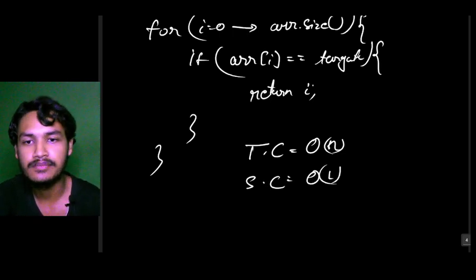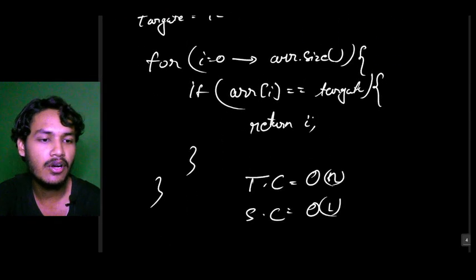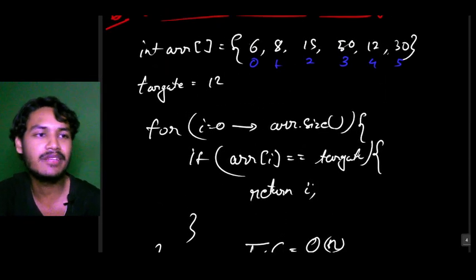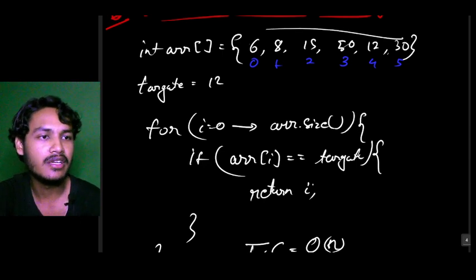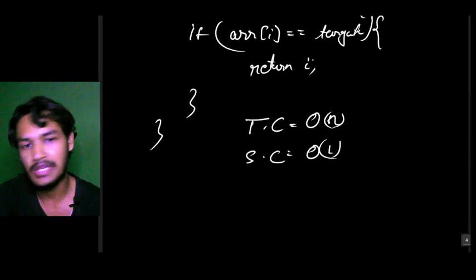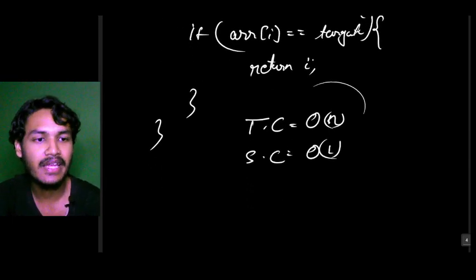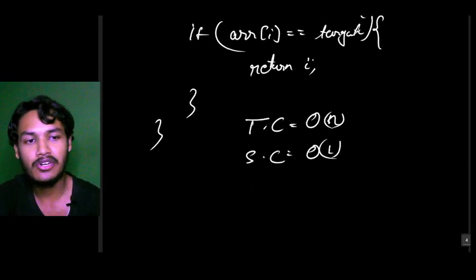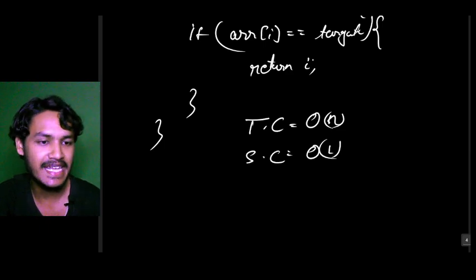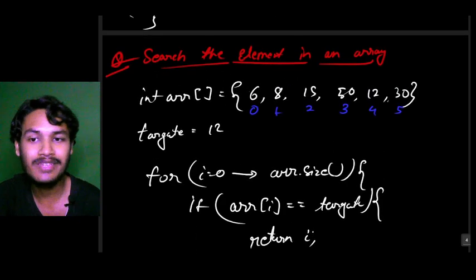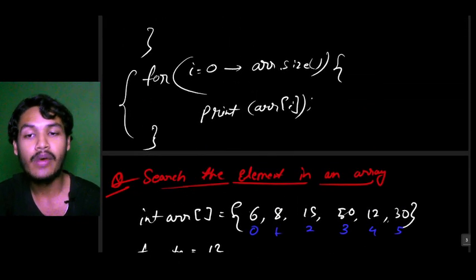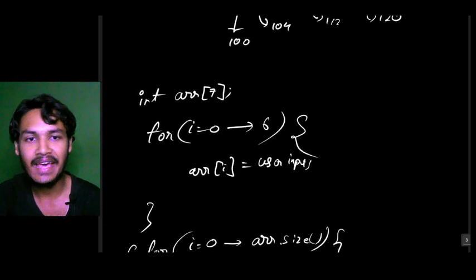Why big O of n? Because in the worst case the element can be the last element, so you have to traverse through all the elements. So the worst case time complexity is big O of n, and we are not using any extra space to return the answer, so the space complexity is constant.